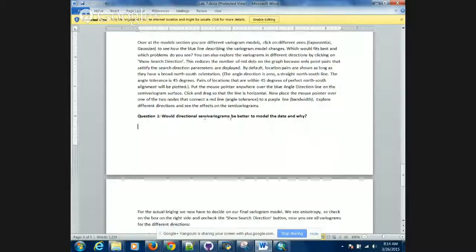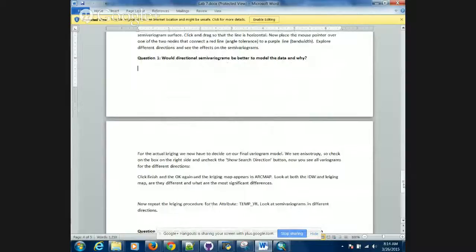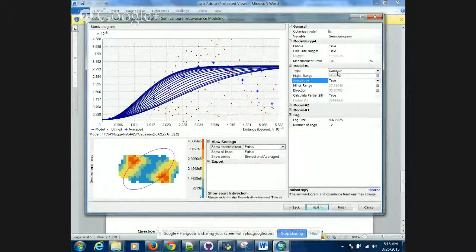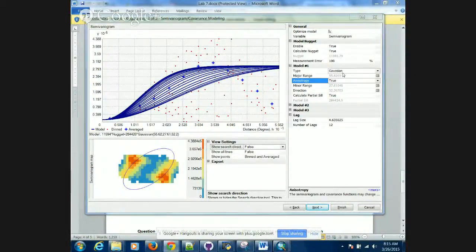So would directional semivariograms be better to model the data, and why? We answered that. Somebody from the coast chimed in there. So yes. Why? Because the semivariogram pattern changes in different directions. It's not universal. So I chose Gaussian here. That's not necessarily the choice that you have to make. In practice, I would choose a few different ones and see how I liked the result, but that's what I chose there.